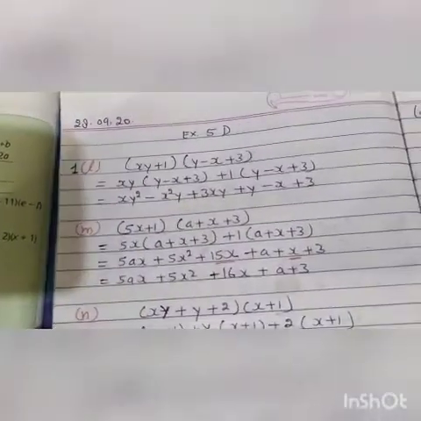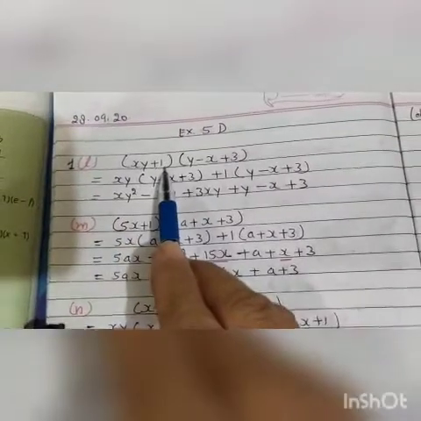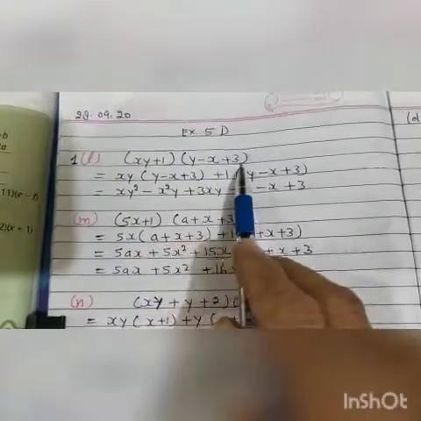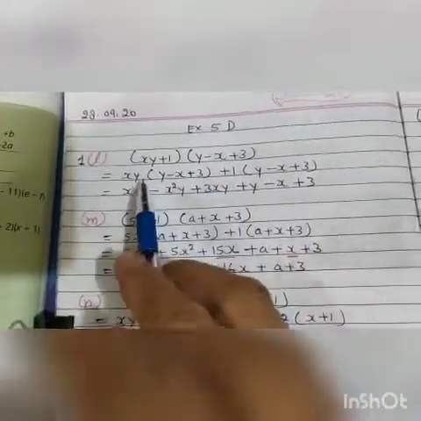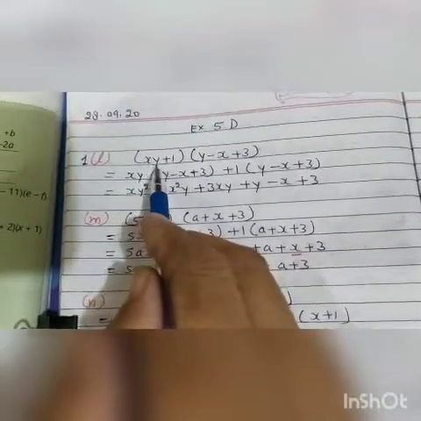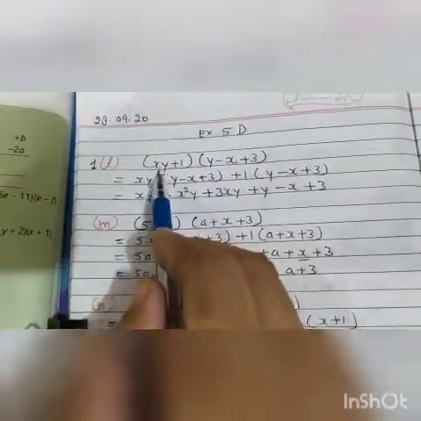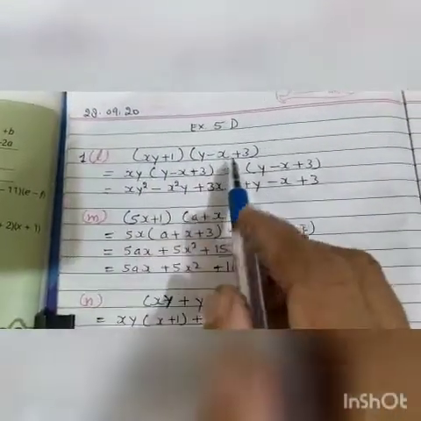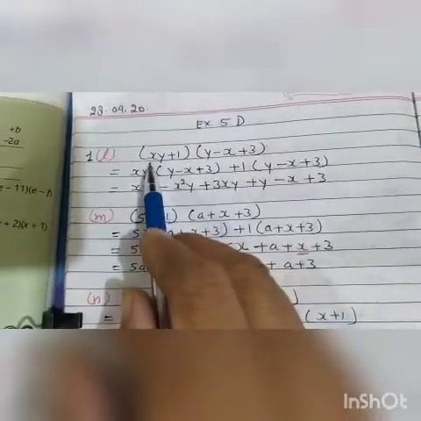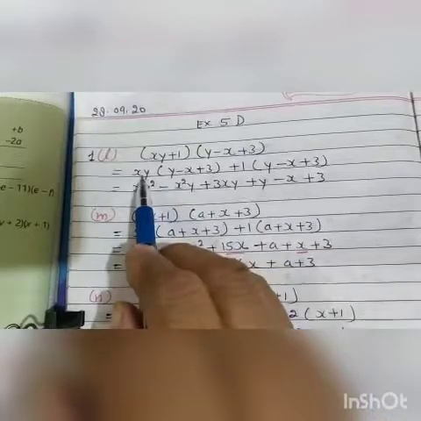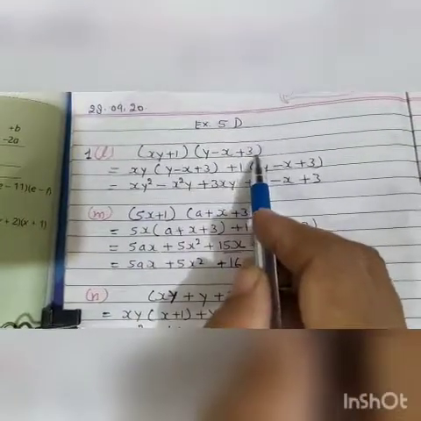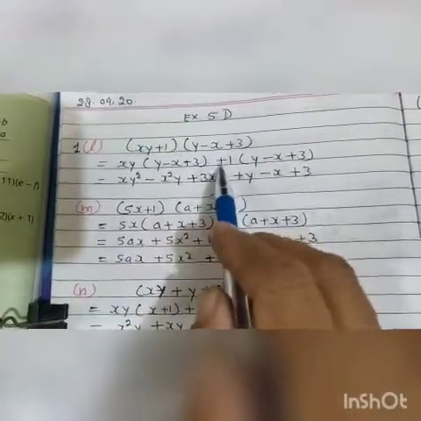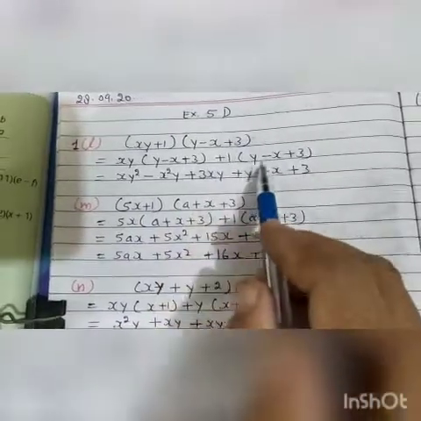In part L we have to multiply xy plus 1 with y minus x plus 3. It is a binomial and a trinomial. These are two expressions: the first is binomial and the second is trinomial. First we will write the first term of the first expression, then the second expression in full, y minus x plus 3. Then the second term of the first expression, plus 1, then the second expression.